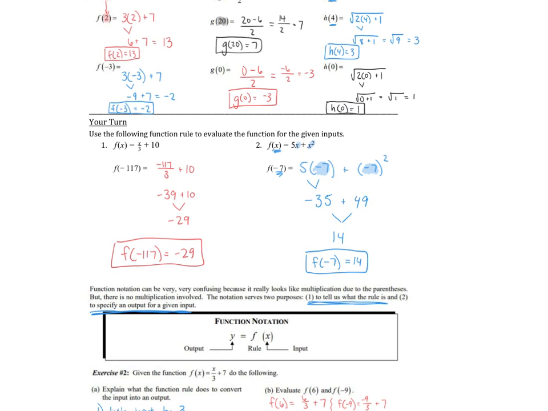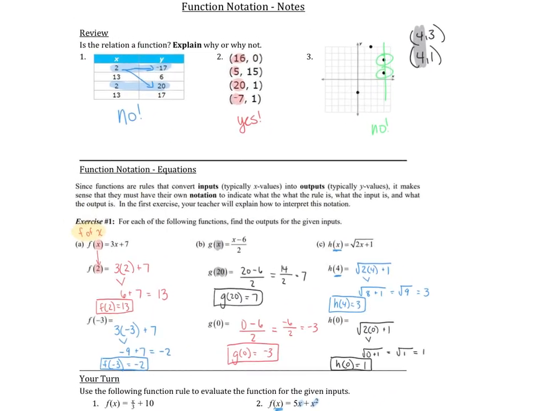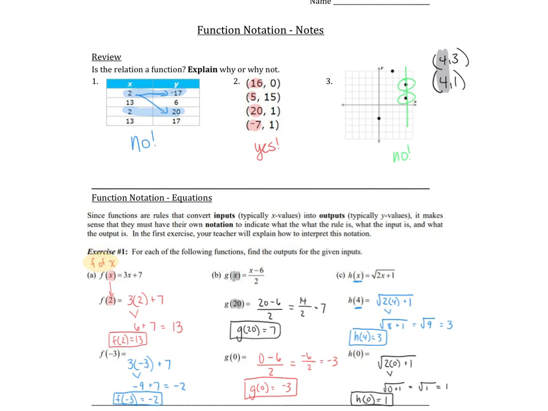All right. Until next time, we're going to be talking about domain and range. So go ahead and try that choice activity and the objective quiz, and then we'll move on to domain and range next.